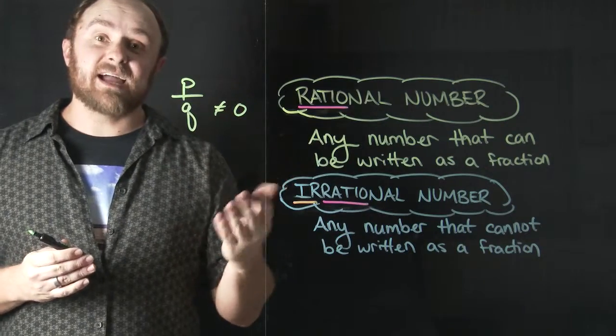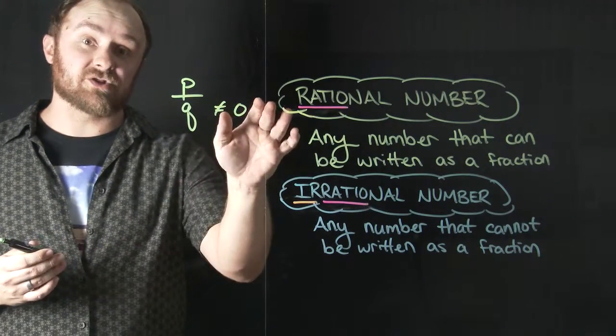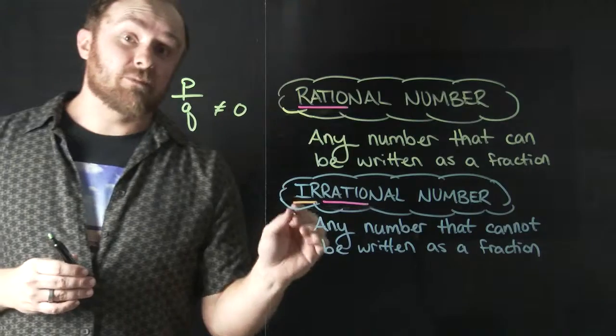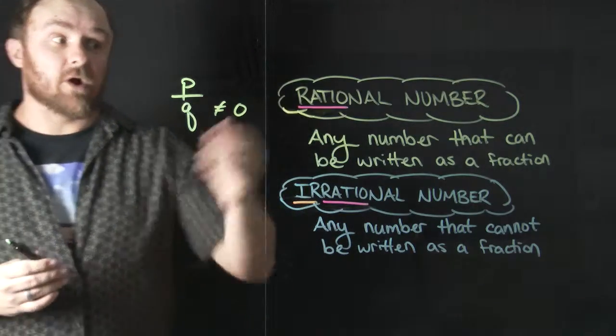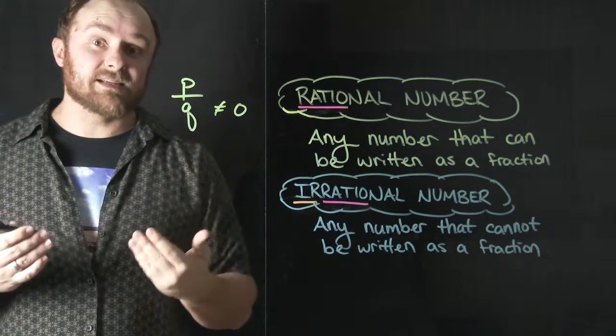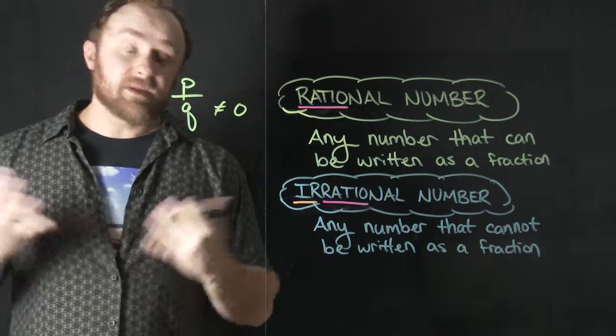And really in our day-to-day life, most numbers that we come across are rational. However, there are infinitely more irrational numbers in the universe than there are rational numbers. But again, the things that we use day to day are mainly the rational numbers. So let's look at some examples.